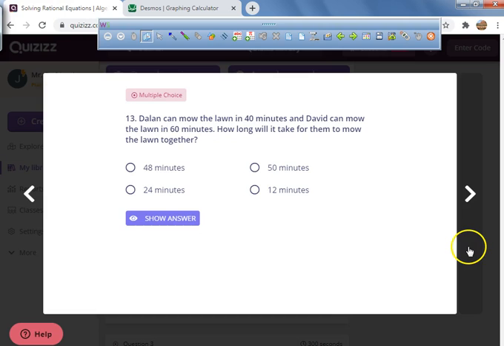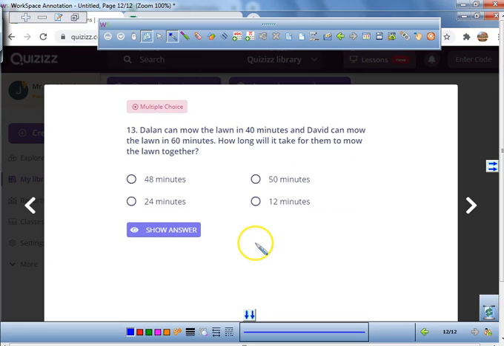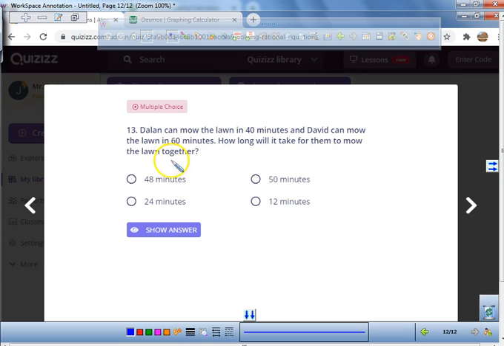All right. Okay, so now we have a problem dealing with rates, like how long things take. So I'm going to do one word problem dealing with rates. It says Dalen can mow the lawn in 40 minutes and David can mow the lawn in 60 minutes. How long will it take them to mow the lawn together?